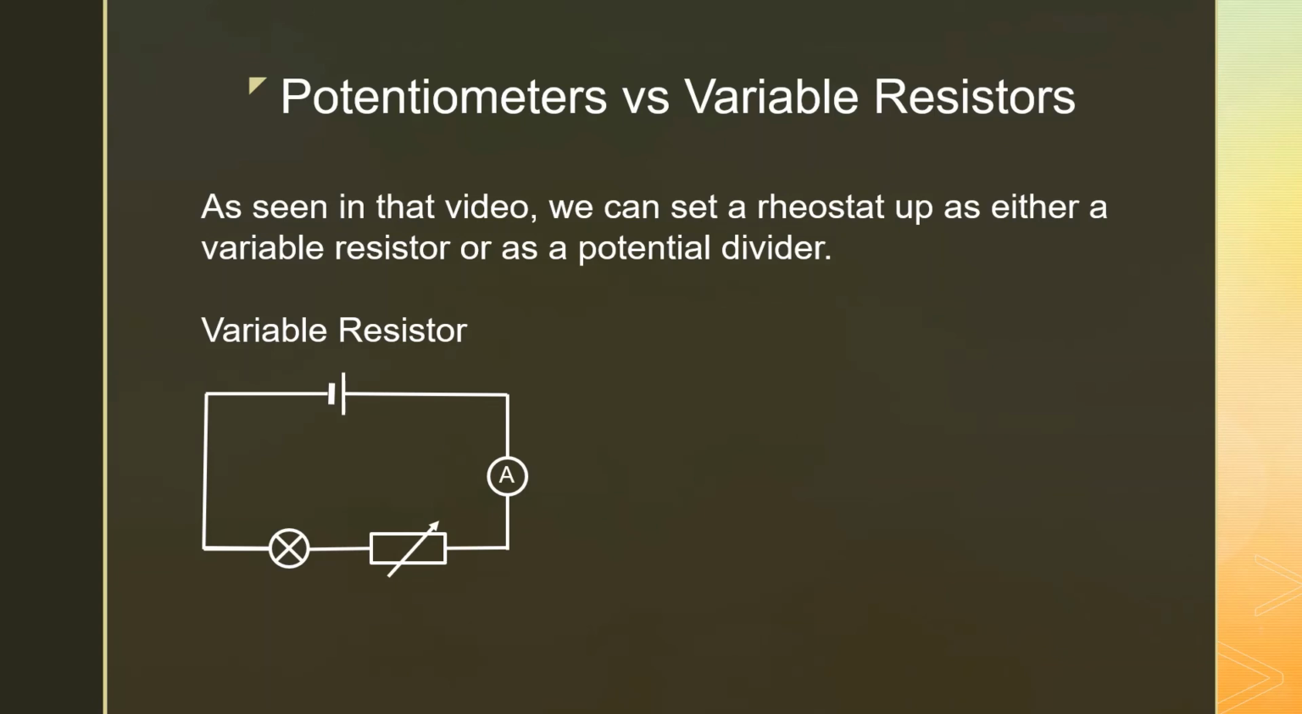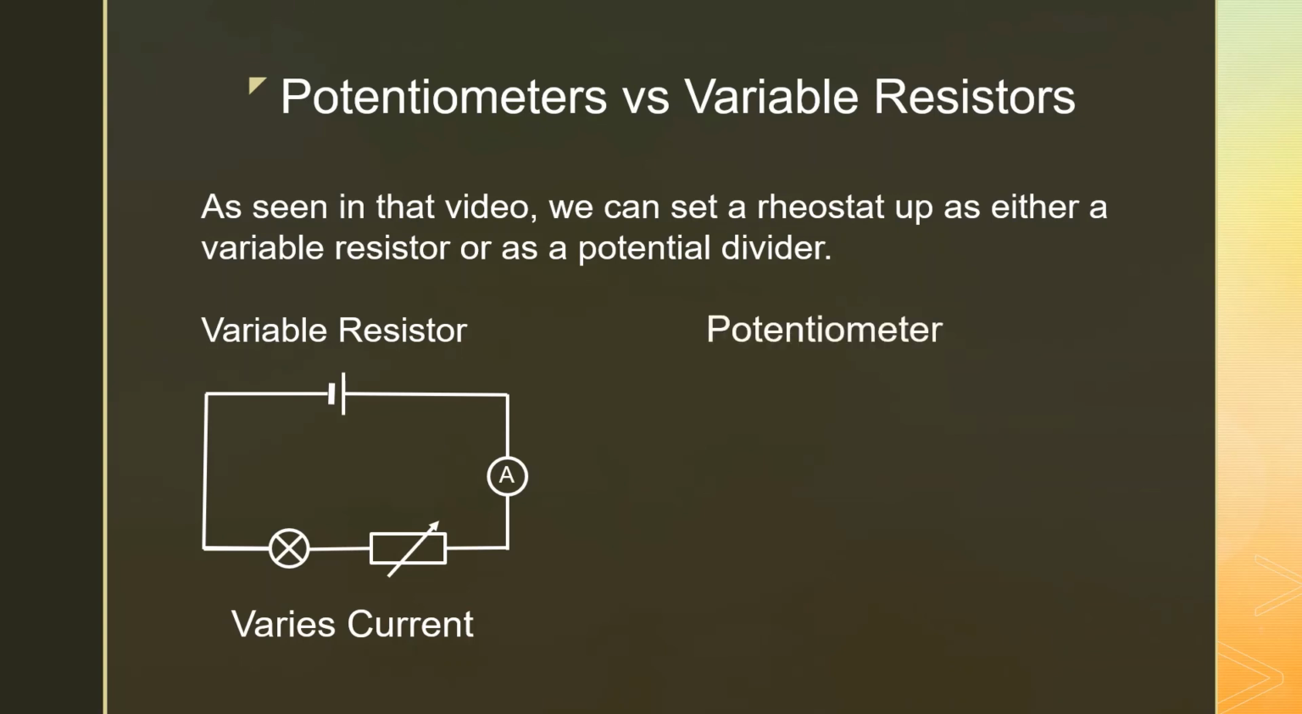So by changing the resistance of that circuit, we're going to change the current passing through it. And so if I'm doing an experiment where I want to vary current, I'm going to use a variable resistor. So if my independent variable in my experiment is current, then I'm going to set my rheostat up as a variable resistor, not as a potential divider or the potentiometer.